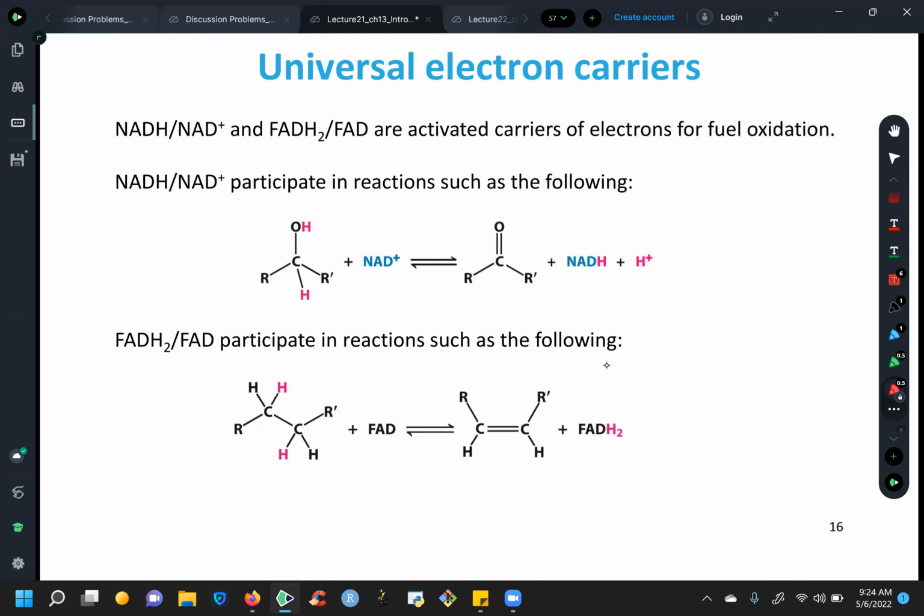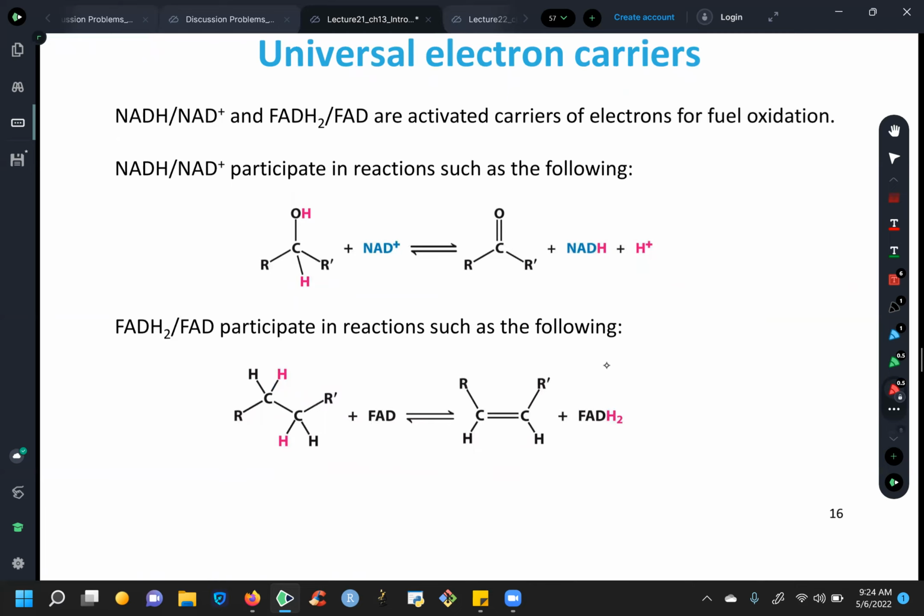Universal electron carriers, so we have NAD, NAD plus, FAD, they're all activated carriers of electrons. So I like to think of a little taxi or an Uber that just carries the electrons as passengers. And the whole reason is for fuel oxidation in the electron transport chain. Okay, so they participate in reactions such as the following.